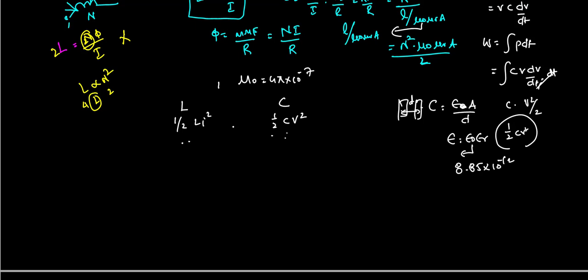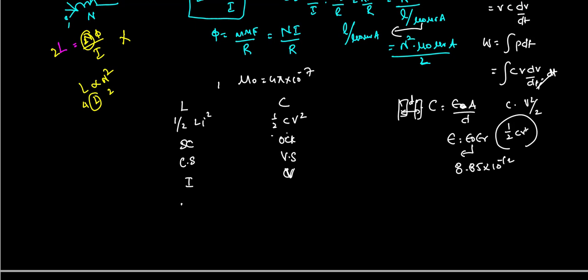Next point: for DC the inductor acts as a short circuit, and for DC the capacitor acts as an open circuit. Within zero time, the inductor acts as a current source, and within zero time, the capacitor acts as a voltage source. Within zero time, inductor current cannot change instantaneously, and capacitor voltage cannot change. These are the 4 points.